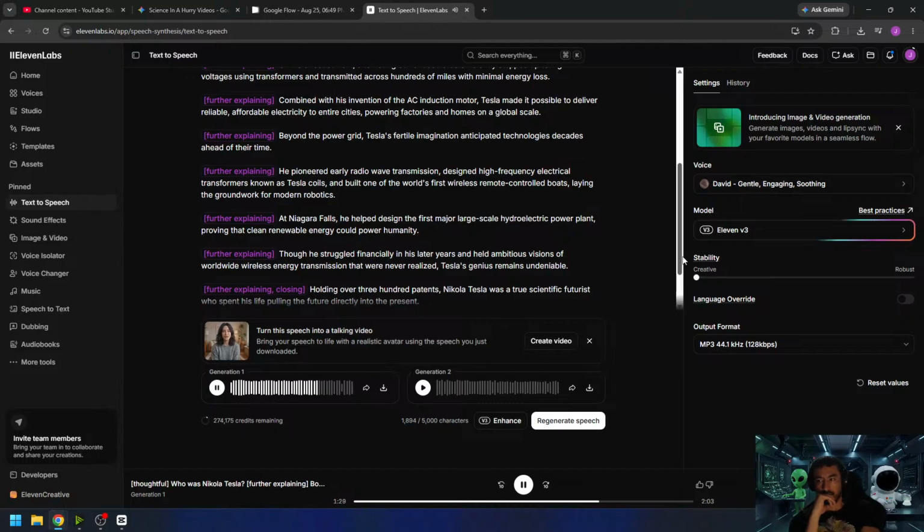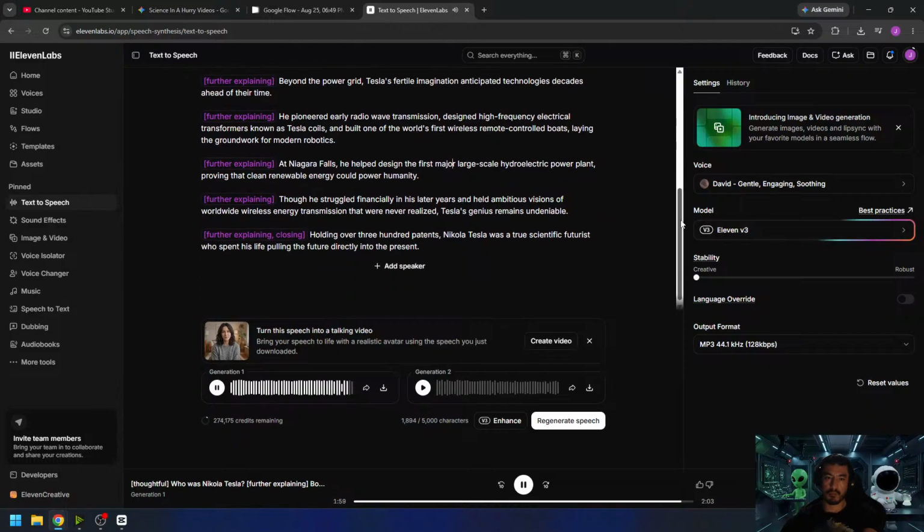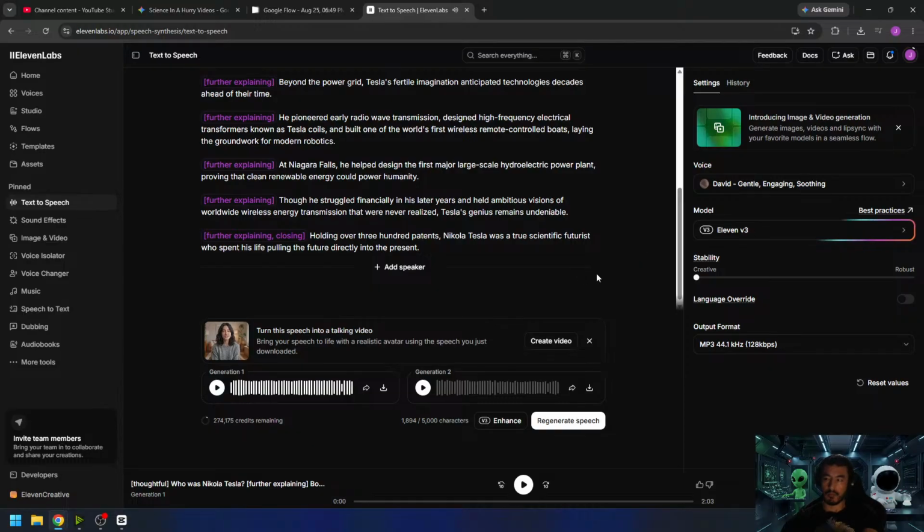At Niagara Falls, he helped design the first major large-scale hydroelectric power plant, proving that clean, renewable energy could power humanity. Though he struggled financially in his later years and held ambitious visions of worldwide wireless energy transmission that were never realized, Tesla's genius remains undeniable. Holding over 300 patents, Nikola Tesla was a true scientific futurist who spent his life pulling the future directly into the present.